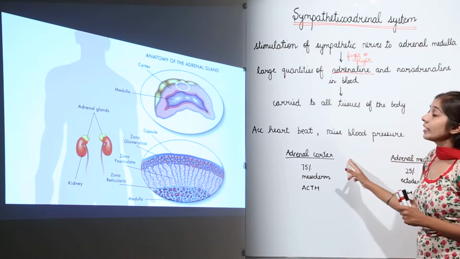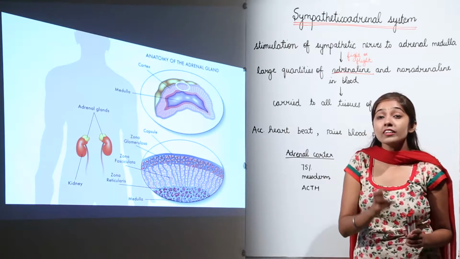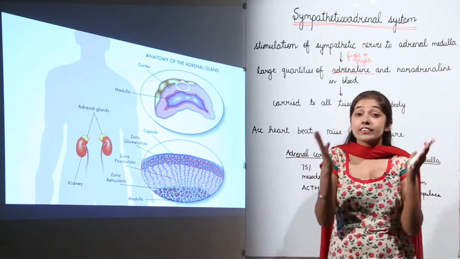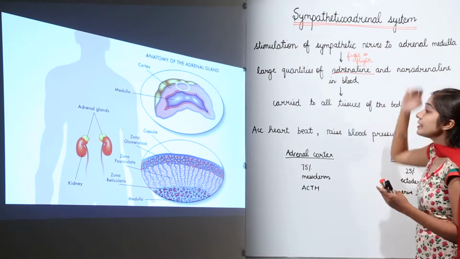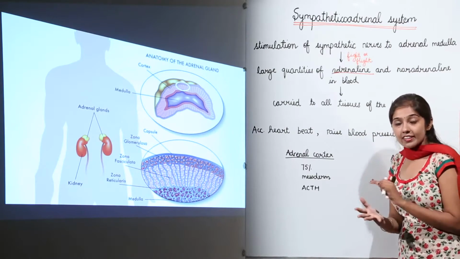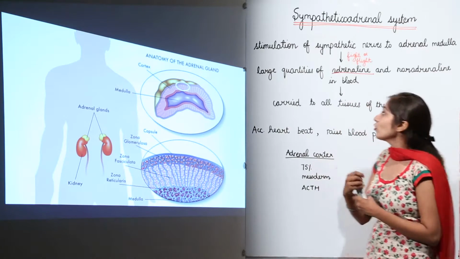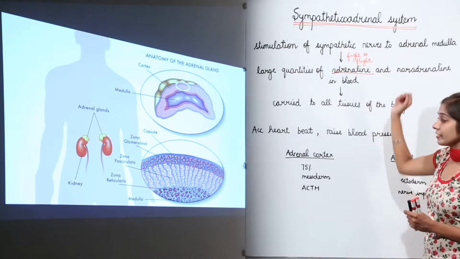So as a whole, what I am trying to say is that the sympathetic nervous system and the adrenal medulla integrate, and this integrated system we call the sympathico-adrenal system, because they work together and produce effects together. So that is why this system is also known as the sympathico-adrenal system.